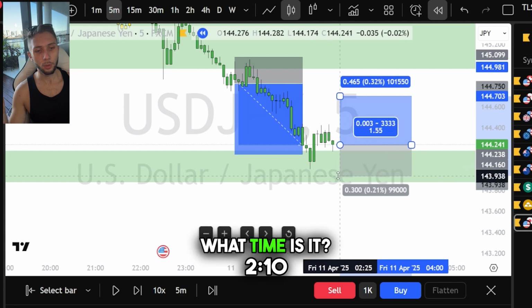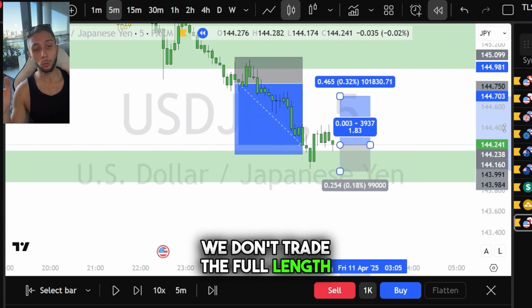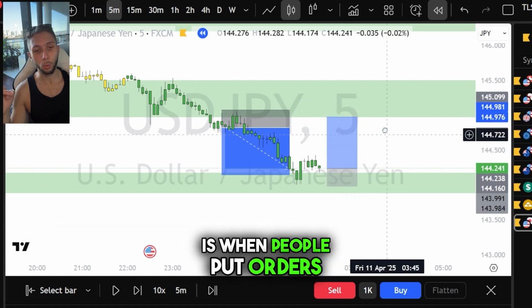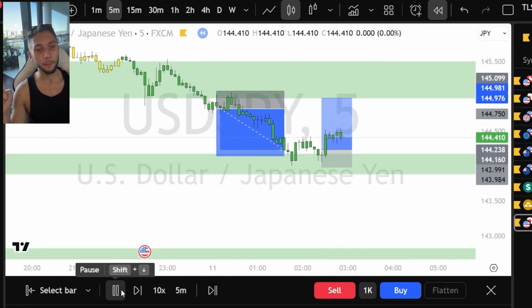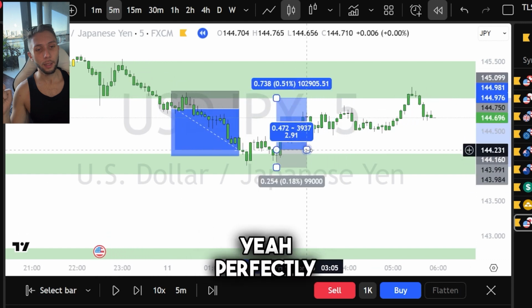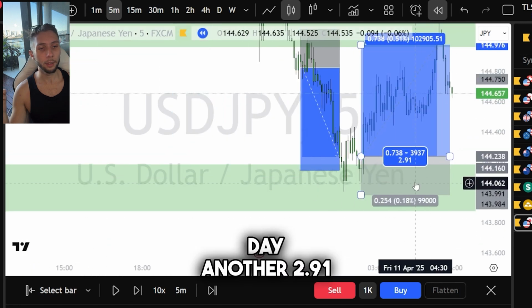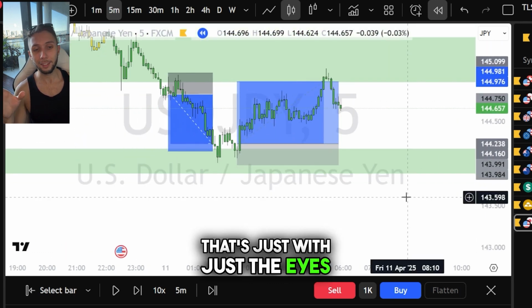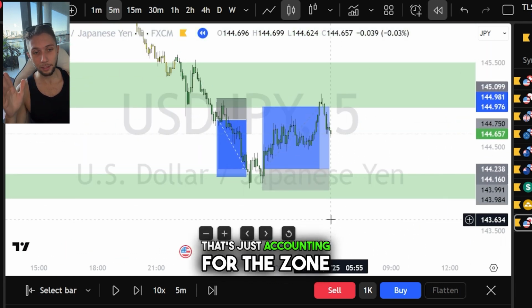What time is it? 2:10. Starting to get risky because we don't trade the full length of the time window. Usually just the first half is when they put orders, right? And we just wait. Let's see, from a zone to a zone. Yeah, perfectly. That's the last trade for the day, another 2.91. And that's just accounting for the zone. That's just with just the eyes. That's just accounting for the zone.